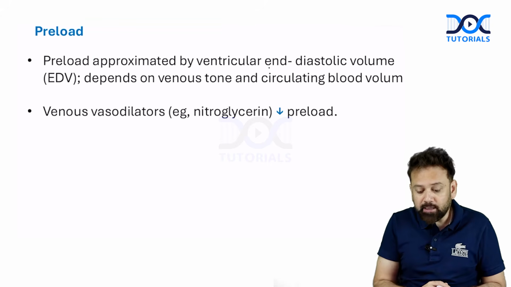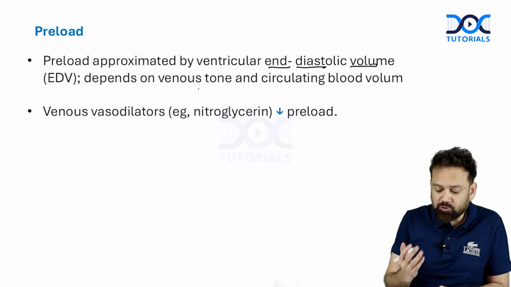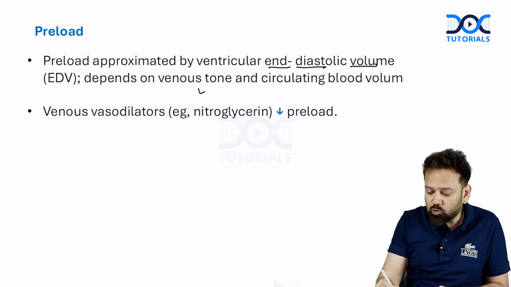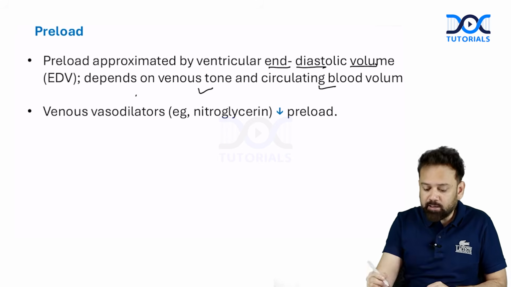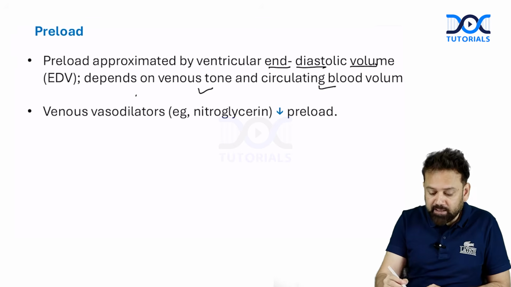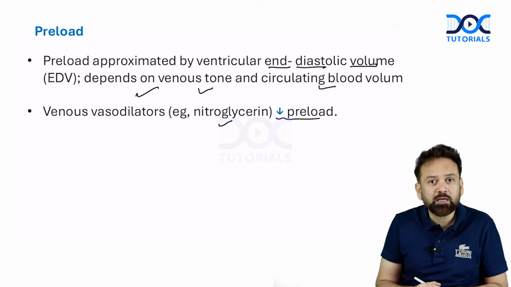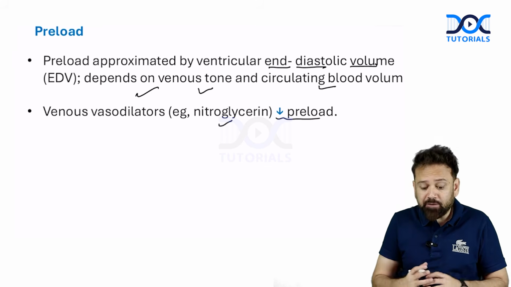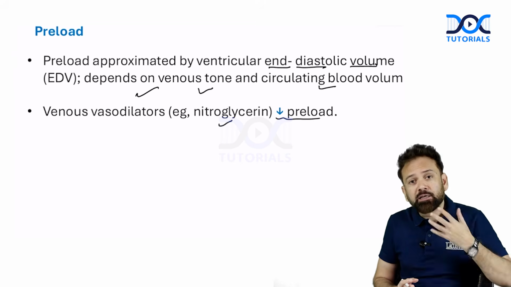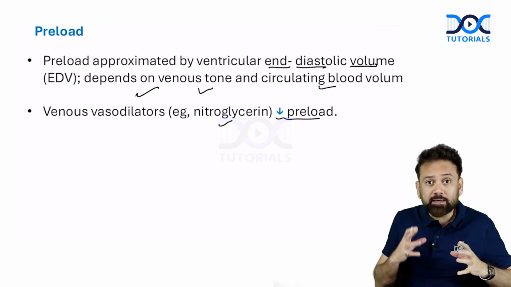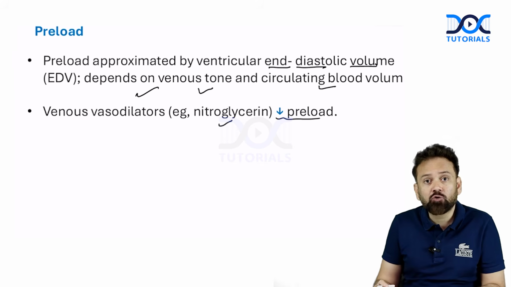Preload is approximated by ventricular end-diastolic volume. We know what preload and end-diastolic volume are, and it depends on venous tone and circulating blood volume. The more the blood volume, the more the force of contraction. It is called preload. And sometimes a venous vasodilator like nitroglycerin can also decrease preload. Preload is the amount of blood in the ventricle before contraction. If we have given a venous vasodilator, preload will be decreased, so automatically force of contraction will be decreased and stroke volume will be decreased. So this is how a decrease in preload happens due to a venous vasodilator like nitroglycerin.